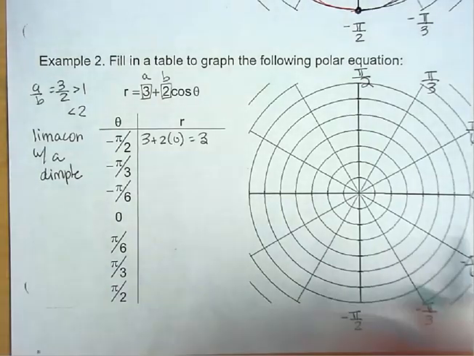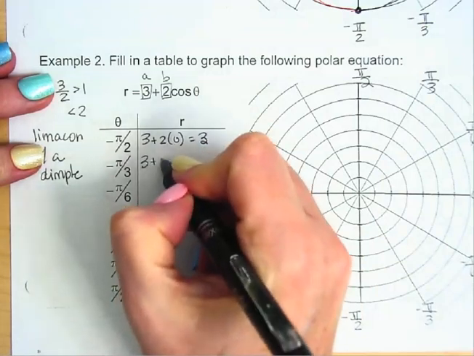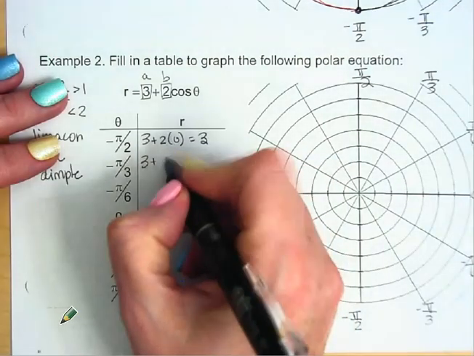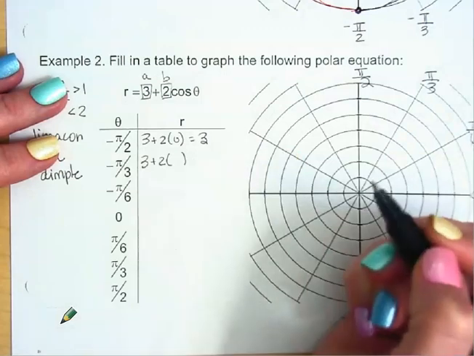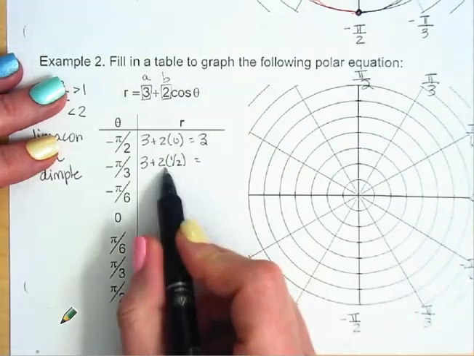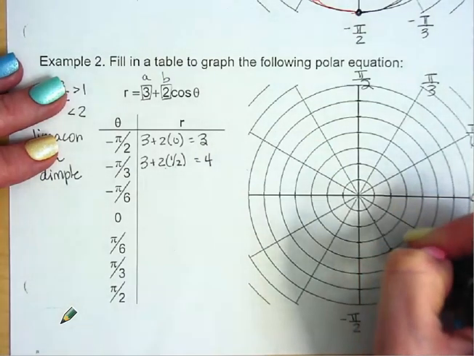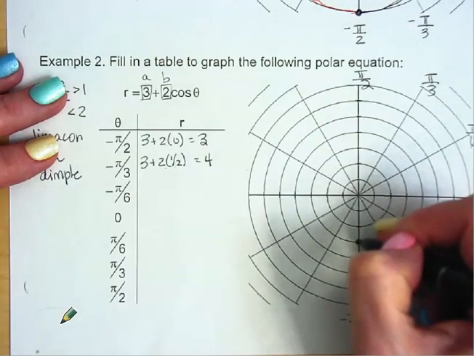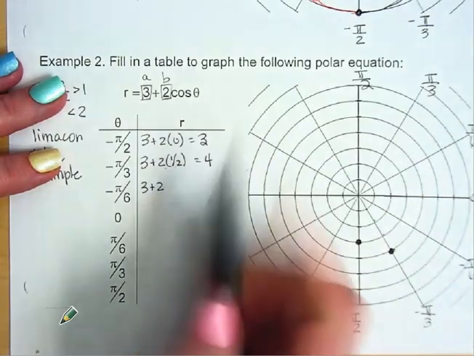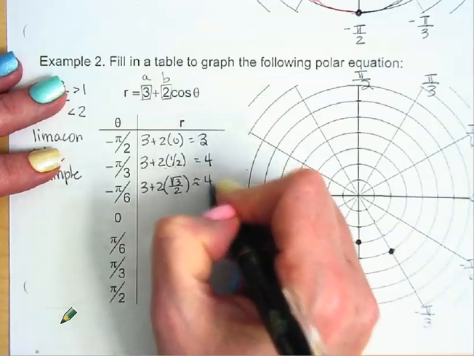All right, so we're going to go through this one a little bit faster than we did the previous problem. 3 plus 2 times the cosine of negative pi over 3, which is a half. So then half of 2 is 1 plus 3 is 4. Then 3 plus 2 times the cosine of negative pi over 6, which is radical 3 over 2. That is approximately 4.7.